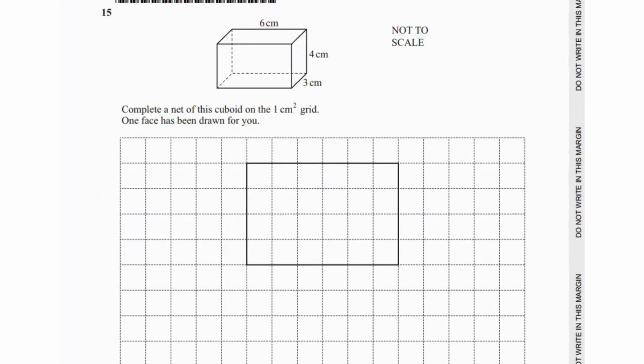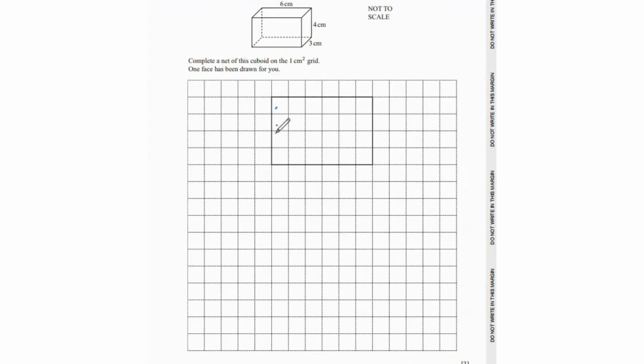Then it says complete a net of this cuboid on the 1 centimeter square grid. One face has been drawn for you. So if you look at this, this is 1, 2, 3, 4. 1, 2, 3, 4, 5, 6. This is 4 by 6, which is your side part, this part. This part is drawn. So if we open this net, we can say that we have the 4 by 3 side over here, and again the 4 by 3 side over here.